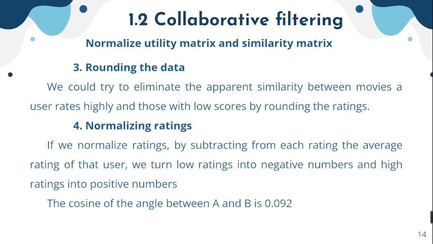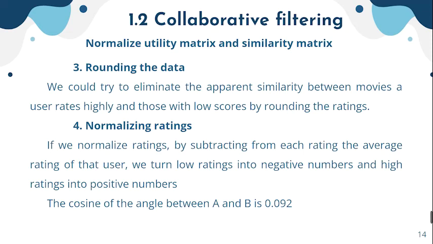The third is rounding the data. We could try to eliminate the apparent similarity between movies a user rates highly and those with low scores by rounding their ratings. For example, we could consider ratings of 3, 4, and 5 as 1, and consider ratings 1 and 2 as unrated.